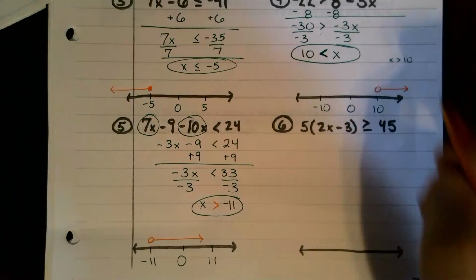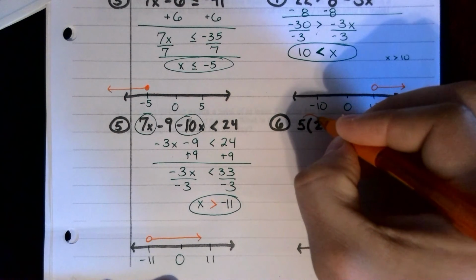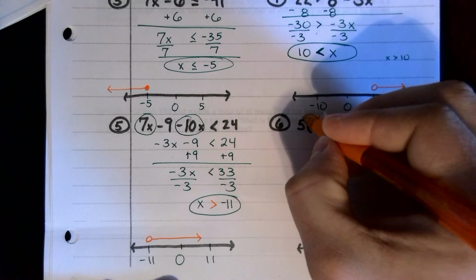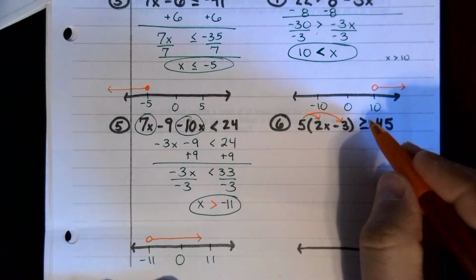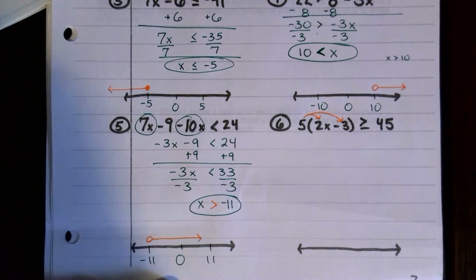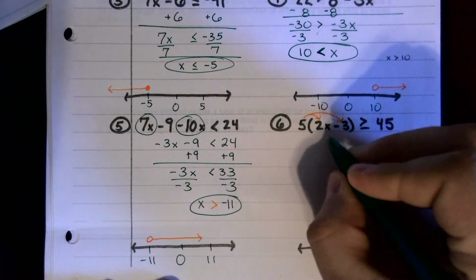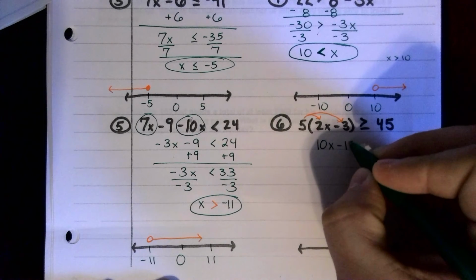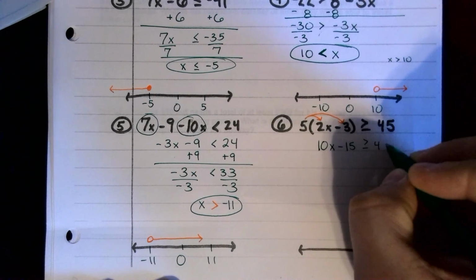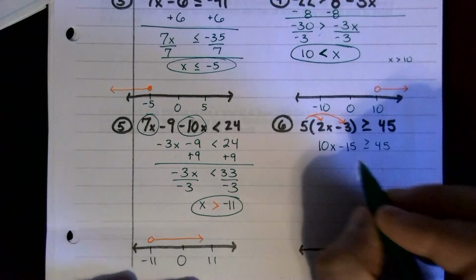Okay, and then finally here, I'm going to start by simplifying. Remember, we work smarter, not harder. Make the equation as easy as possible. So if it's an inequality, I'll make the inequality as easy as possible before I start doing my algebra. 5 times 2x is 10x. 5 times negative 3 is negative 15. Now I'm ready to do my algebra to get x alone.